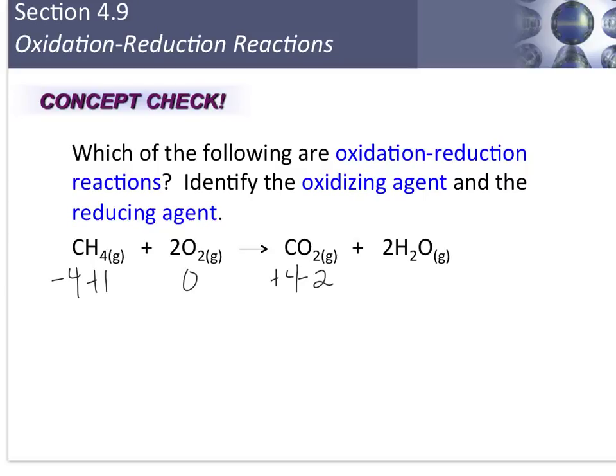For the water, again, hydrogen is a +1. And there are 2 of those. And so oxygen, again, is always a -2. And so then that balances that out.